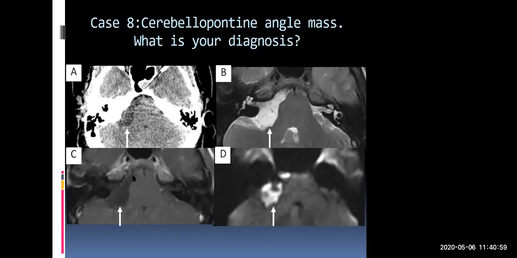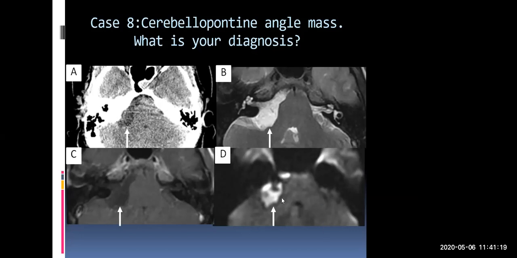On pre and post contrast, I'm only showing you the post contrast, but even on the pre-contrast T1, the lesion is hypointense to the brain and isointense to the CSF. So it's the same color as a CSF on a T1 and on T2.